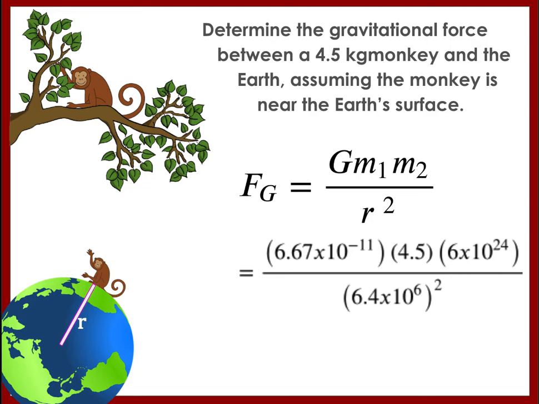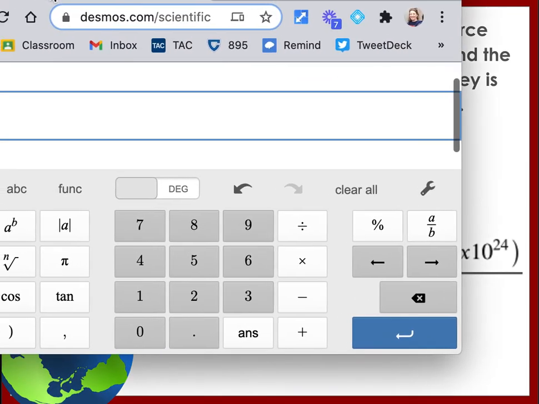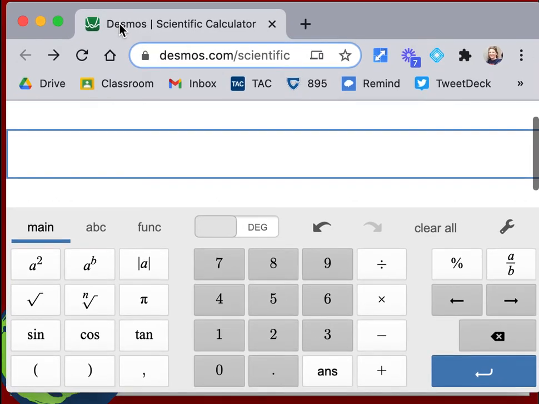Now, how do you make this calculation? You would definitely want to grab a calculator here. But if you don't have a calculator handy, Desmos has a nice one to use. So I'm going to just demonstrate how to do this problem on the Desmos calculator. You can find this at desmos.com/scientific, like it shows up top here.